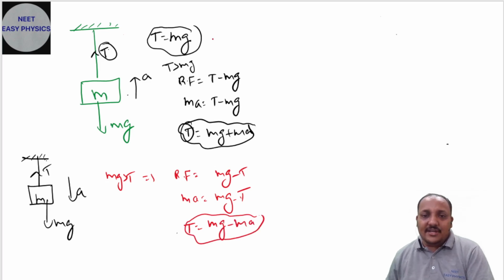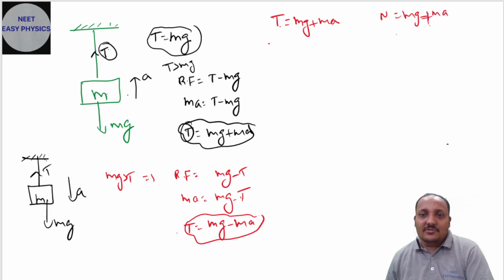So blindly you can remember that if an object is moving upwards, there is tensional force. If the object is suspended by a string, you will get tensional force mg plus ma. If it is on the floor, you will get mg plus ma. Both are upwards. Next, if it is moving downwards, mg minus ma.